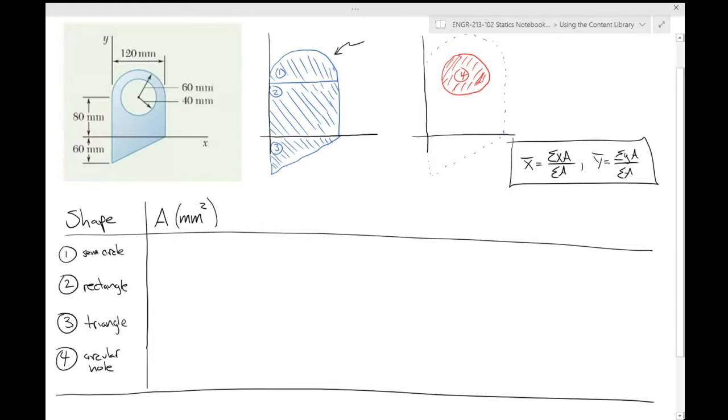Okay, now let's use a little bit of common sense here. So we have a circle. What is the radius of that circle? Somebody help me out, or that semicircle. What's the radius of this semicircle based on the dimensions that are given? 60 millimeters, exactly right. The radius is 60 millimeters.